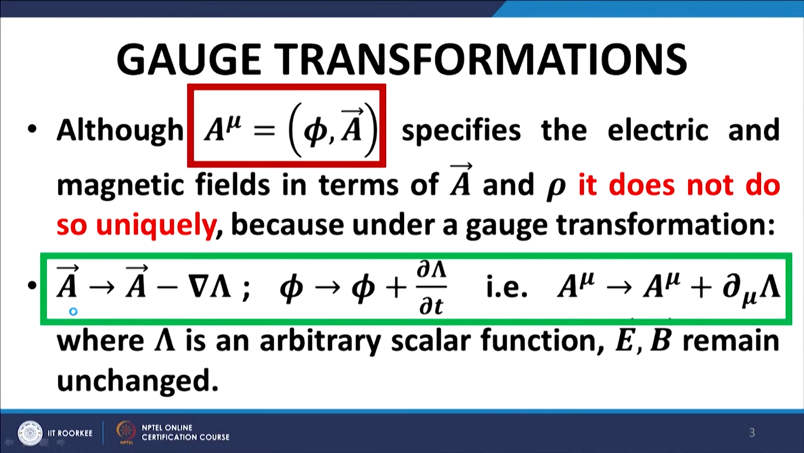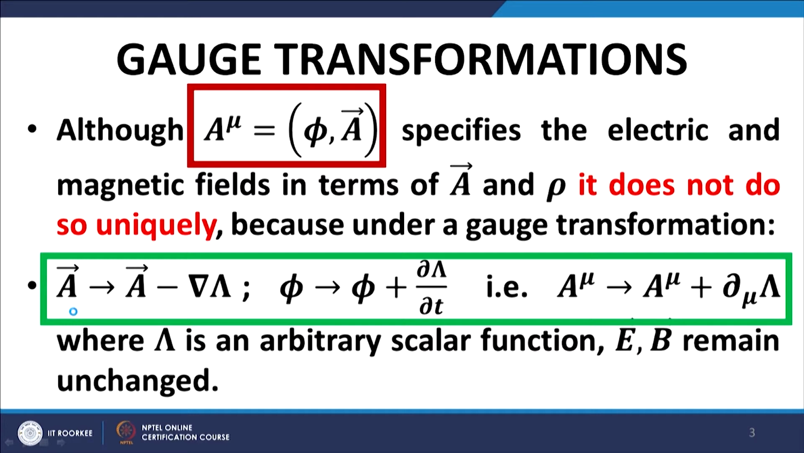We introduced the 4-vector A mu as a succinct representation of Maxwell's equations. And then we introduced the concept of the electromagnetic field tensor. Now, the point is that the A mu vector that we have introduced is not uniquely defined. In other words, if I transform A mu by the expression given in the green box here, my electromagnetic field tensor remains unchanged, and therefore, my Maxwell equations still continue to be satisfied.